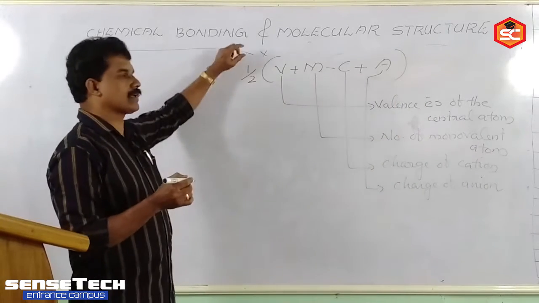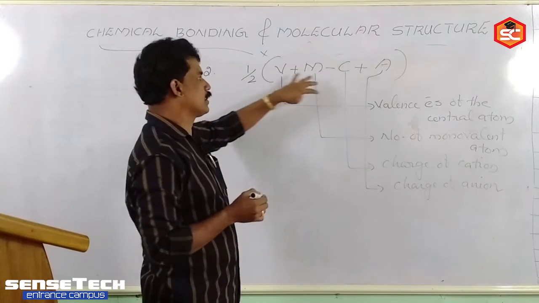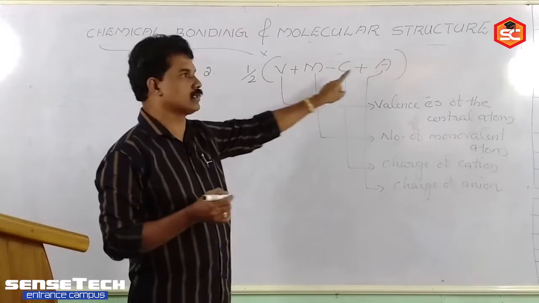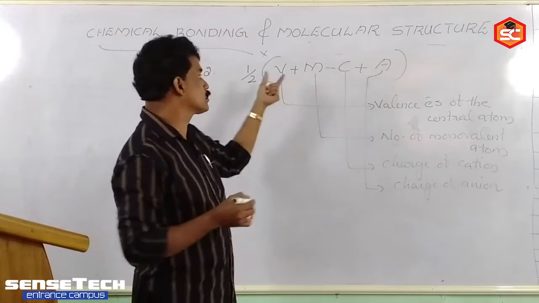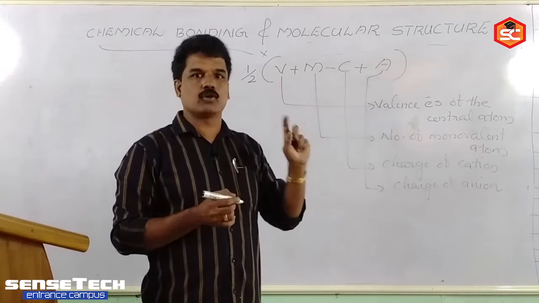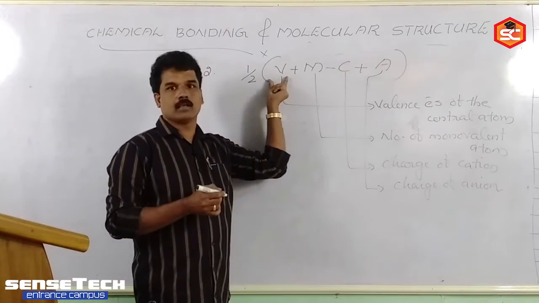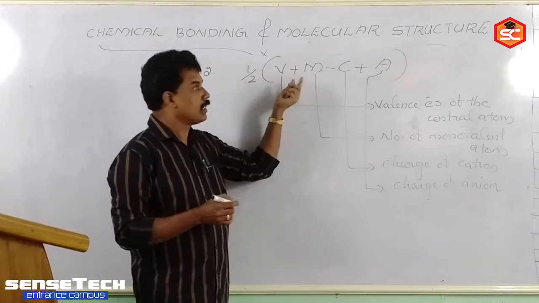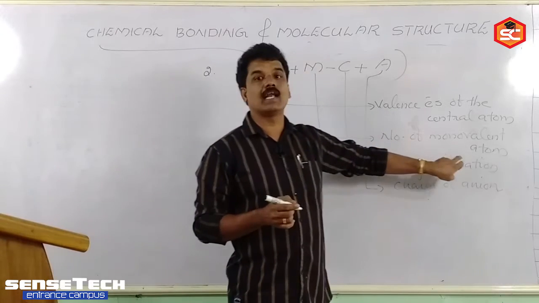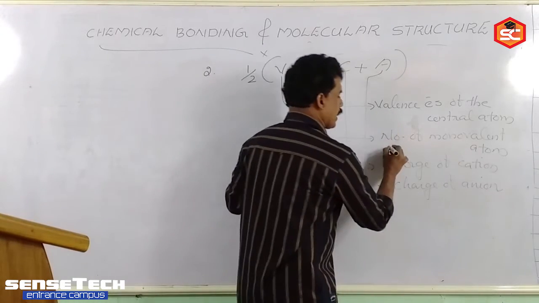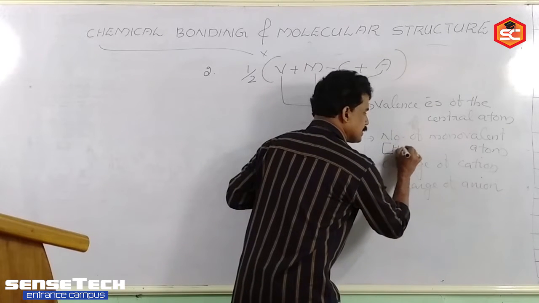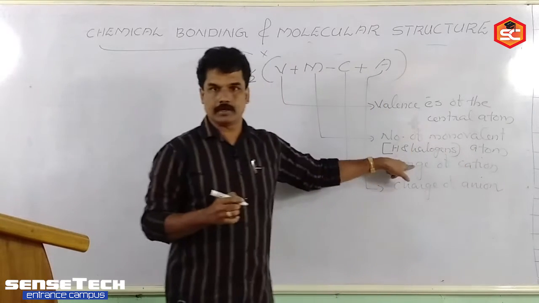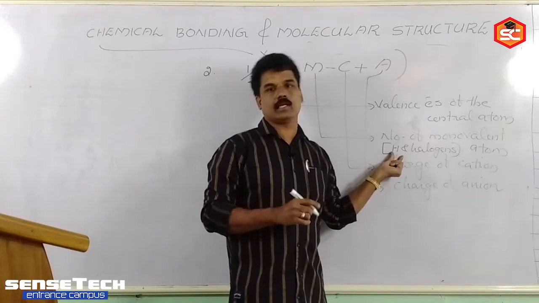So based on this formula, we can calculate the hybridization of any molecule, whether it is an ionic species or a non-ionic species. But you must be thorough with what? You must be thorough with the valence electrons. Valence electron count is based on group number. When an element is given, you try to understand in which group it is. If you know the group number, then you can identify the valence electrons. Then M is the number of monovalent atoms. Normally hydrogen and halogens are the only monovalent atoms. In the molecule, whatever number of hydrogen atoms is there, you have to consider.